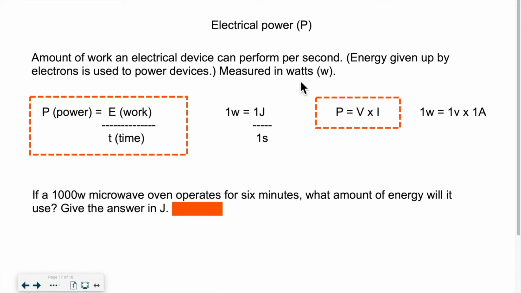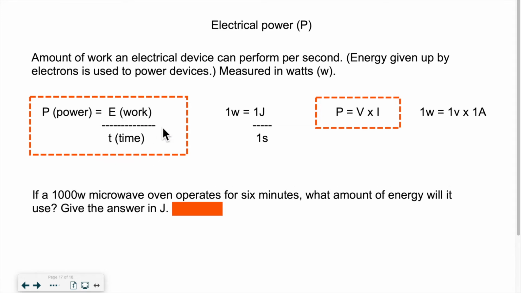In this lesson, we will focus on power and energy. So what is power? Power, first of all, is represented by the letter P. Obviously, P for power, it makes sense. It is the amount of work an electrical device can perform per second. In other words, it's the energy given up by electrons when you power these devices, and that energy is then used to power and do some work. So the device is performing a certain task. This is measured in watts, so the unit is W. So power is the amount of energy given up by the electrons over a certain amount of time.